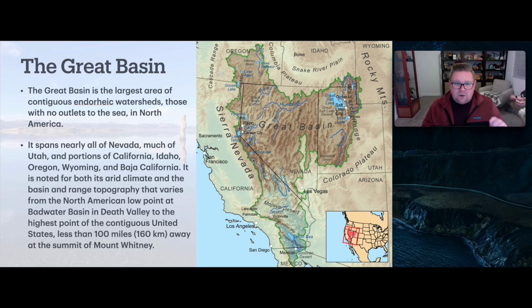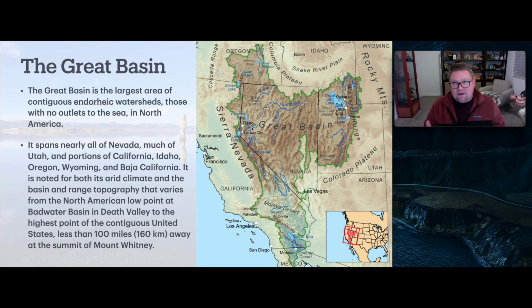So that being said, the Great Basin is the largest area of contiguous endorheic watersheds. Endorheic means that it has no way to escape to the ocean, so it ends in the lake itself. It spans nearly all of Nevada, much of Utah, portions of California, Idaho, Oregon, Wyoming, and parts of Baja California. It is noted for both its arid climate and the basin and range topography that varies from the North American low point at Badwater Basin in Death Valley to one of the highest points just 100 miles away at the summit of Mount Whitney.